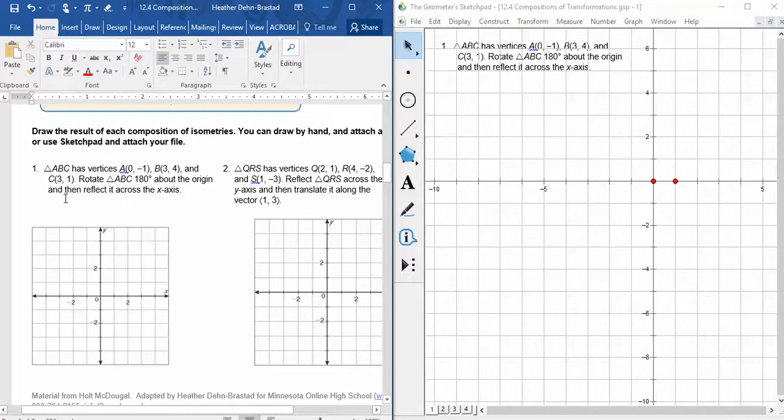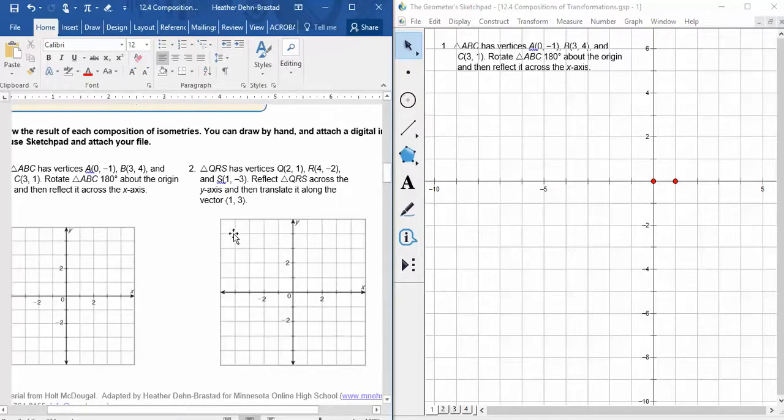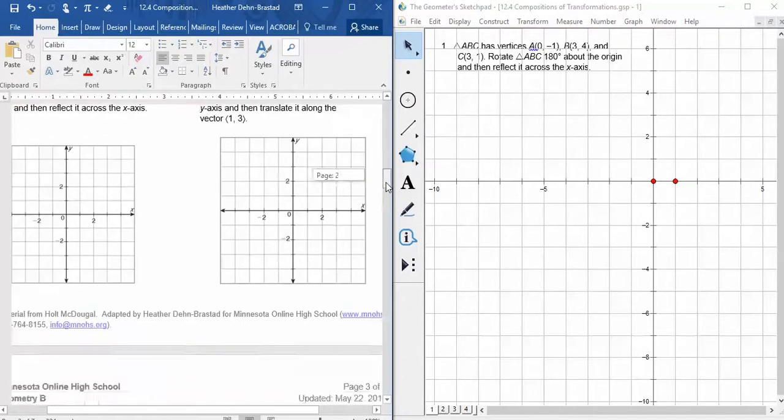There'll be two for each of these. In number one, you first are going to draw the pre-image, then rotate that 180 degrees about the origin, and then take that second figure, that transformed figure, and reflect it across the x-axis. Remember, the x-axis is the horizontal. And then for number two, you take a triangle and first you reflect it across the y-axis, that's the vertical, and then translate it along a vector.